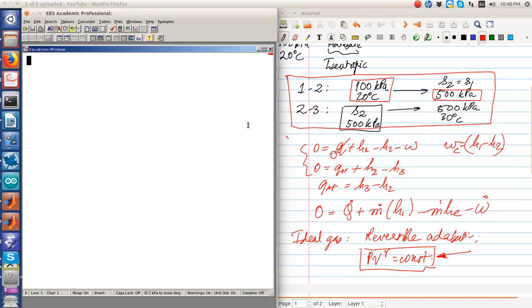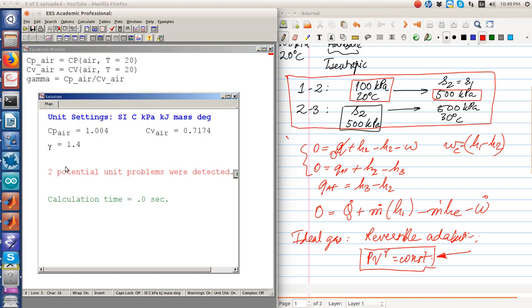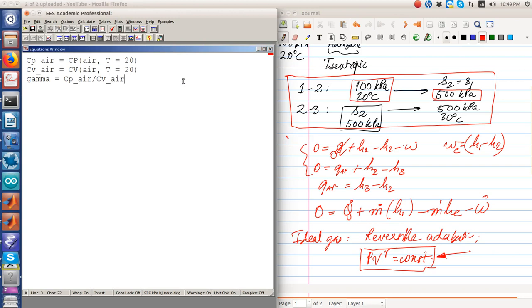What is the approximate value of gamma? Gamma equal to Cp of air by Cv of air, Cp of air at T equal to 20, Cv of air at T equal to 20. Let's see what. So the gamma is 1.4. This is well known. So the gamma for air is 1.4. You might remember this from your JEE days.